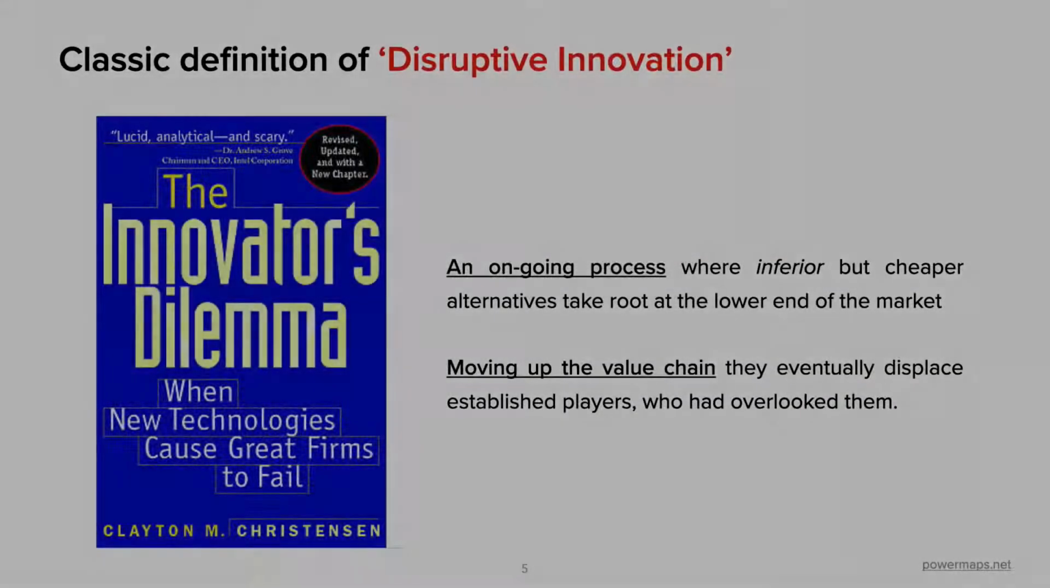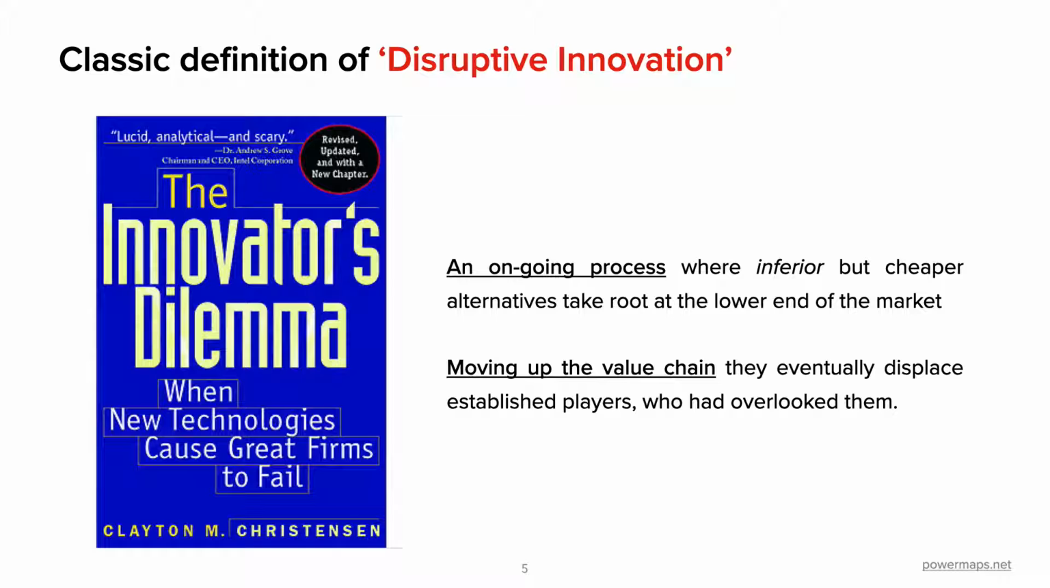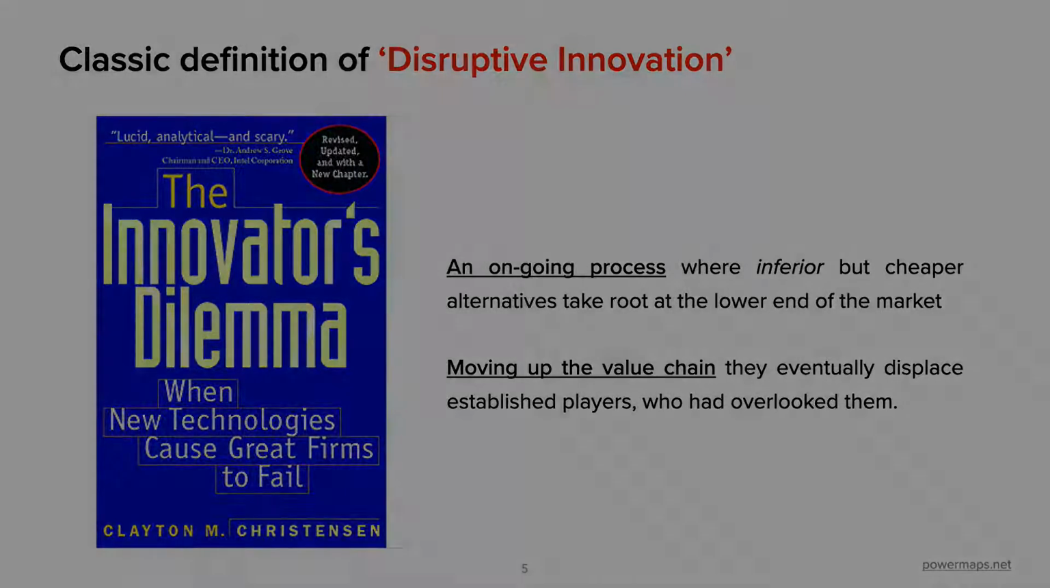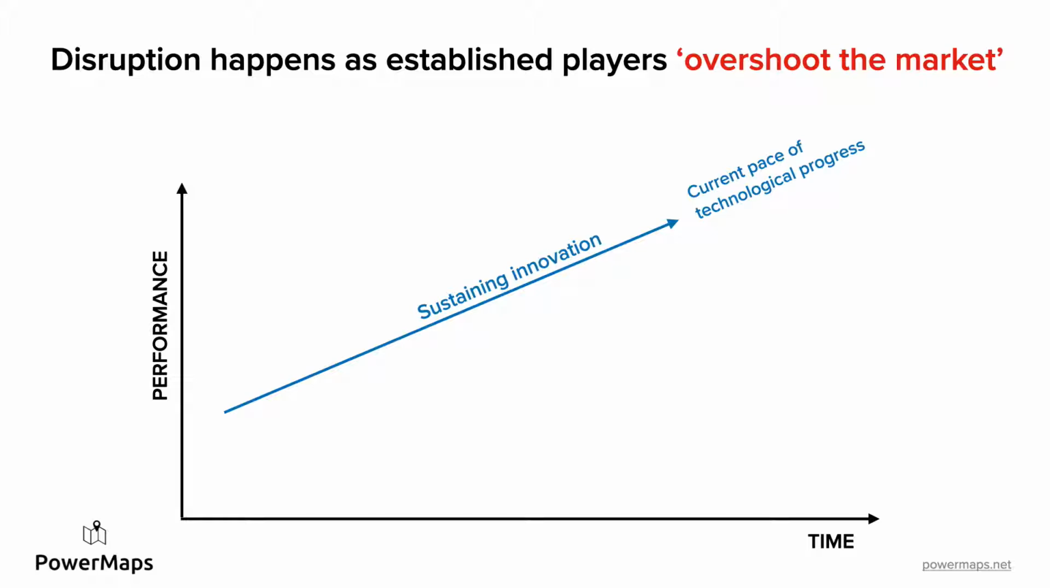The classic definition of disruptive innovation comes from Clayton Christensen in his famous book, The Innovator's Dilemma. He described disruptive innovation as an ongoing process where inferior but cheaper alternatives take root at the lower end of the market, after which they move up the value chain and eventually displace established players who'd overlooked them. He explained that disruptive innovation happens when established players overshoot the market.